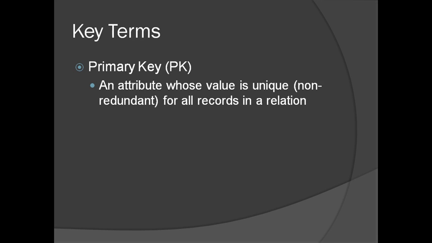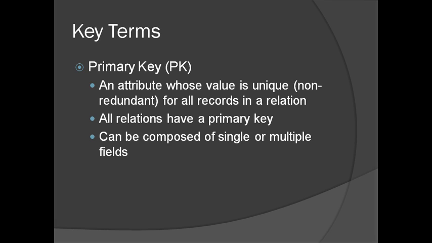Okay, for our third key term, we have primary key or PK. A primary key is an attribute whose value is unique or non-redundant for all records in a relation. All relations have a primary key, and primary keys can be composed of single or multiple fields. Remember in the previous slide, I said that all rows in a relation should be unique, right? The primary key basically handles that for us since the primary key is unique and it exists in all relations.